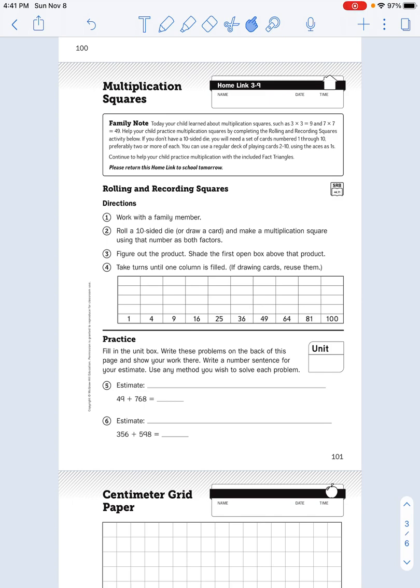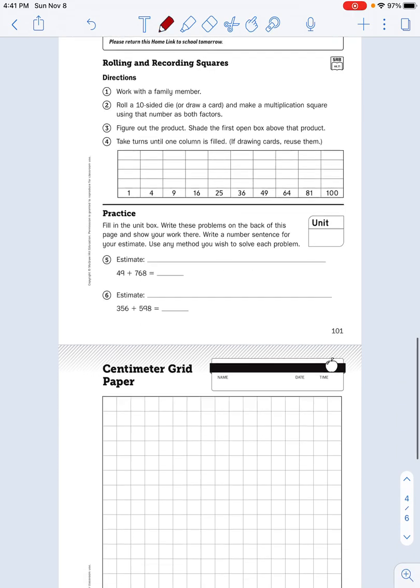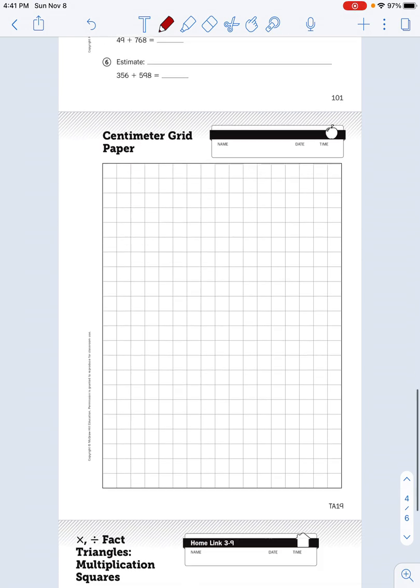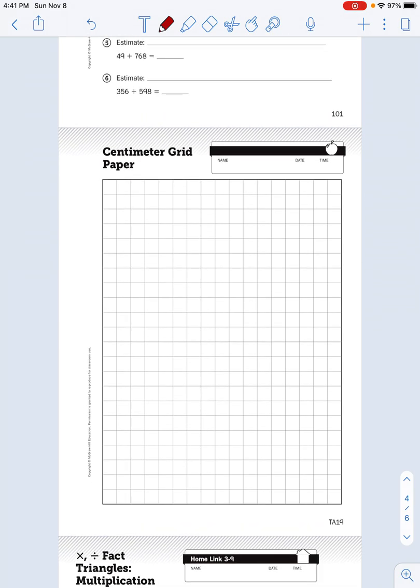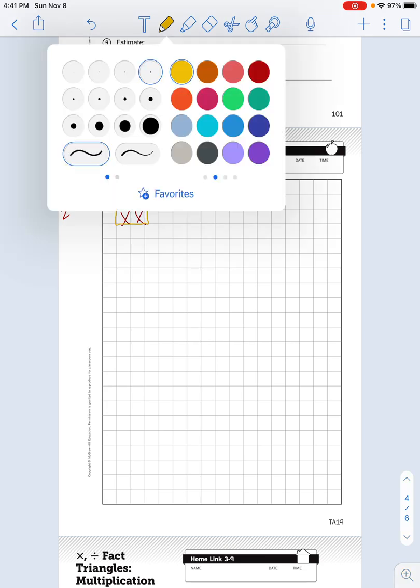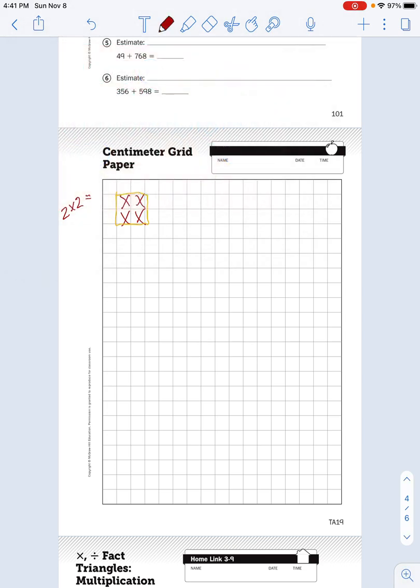And you'll just roll the dice. You'll see what number it is. And let's say you rolled a 2. So you would come down here to your page just like I did and write off to the side 2 times 2 equals, well, we don't know yet. Then you'd make your array. 2 rows with 2 in each. Box it in, make sure it's a square. And then you'd know, well, there's 4 x's, so 2 times 2 equals 4.